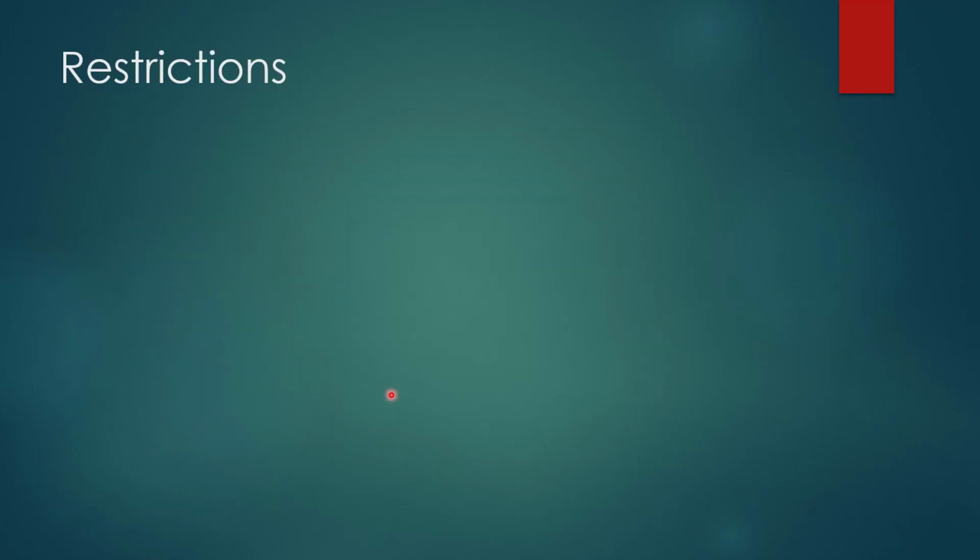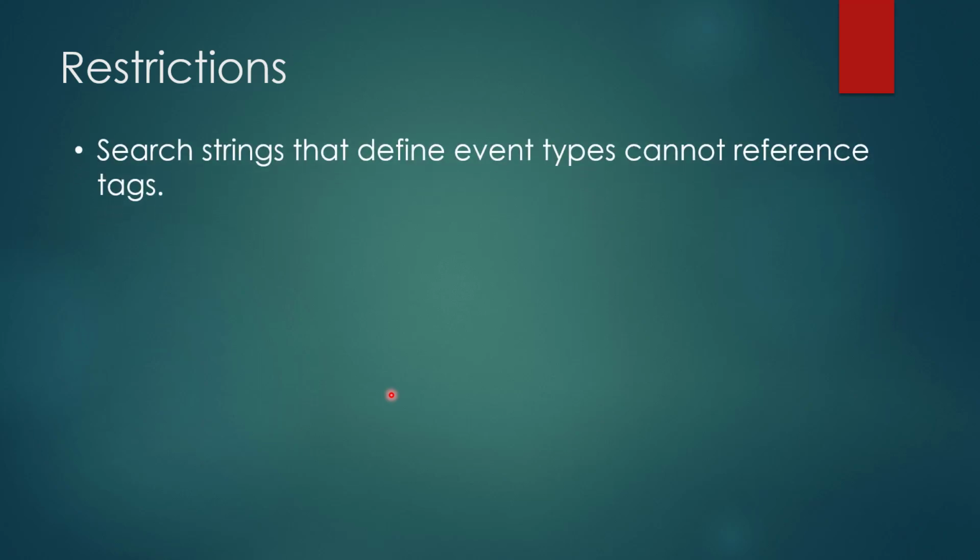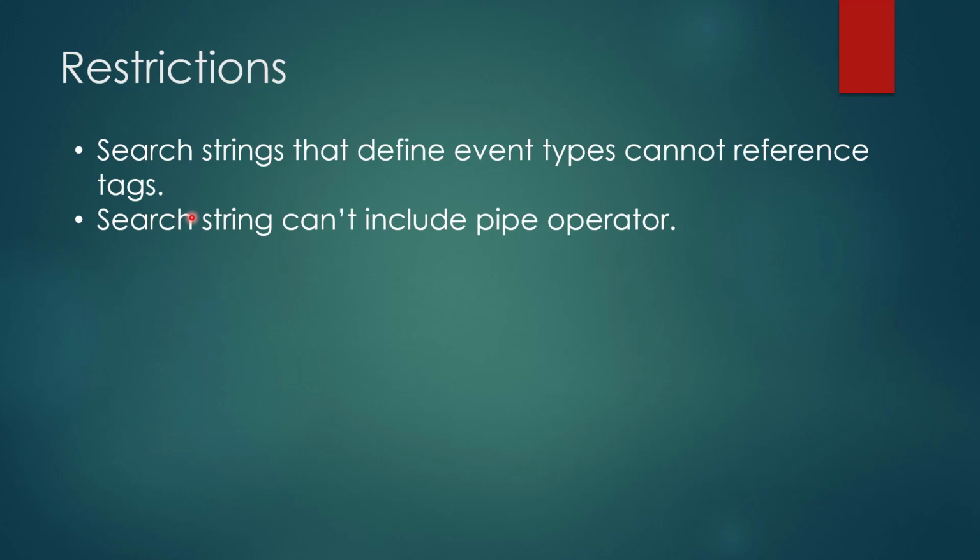Now when you define an event type in Splunk, there are certain restrictions we need to follow. The search string you define for event types cannot reference tags, as I already explained in my previous slide. The search string cannot include a pipe operator, so it has to be a single search. And the search string cannot include a subsearch. So if you have a subsearch in your search, you cannot create an event type out of it.